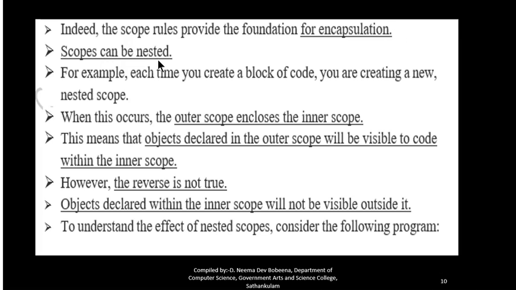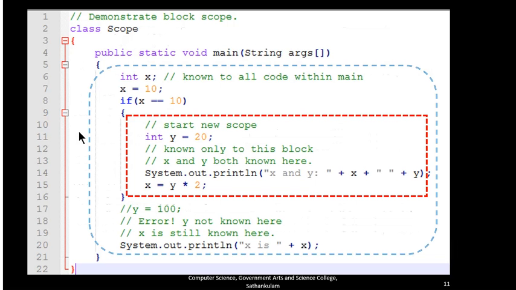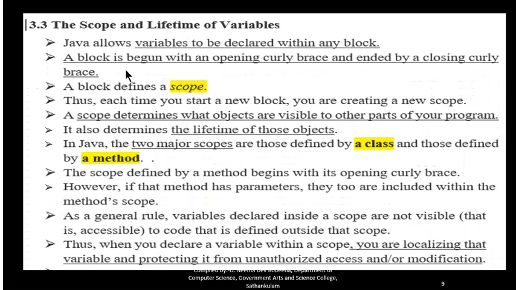Scopes can be nested, that is, one scope can be within another scope. For example, here we can see that one scope starts here and the other scope starts here. So this scope is within this scope. This block is within this block. So scopes can be nested.